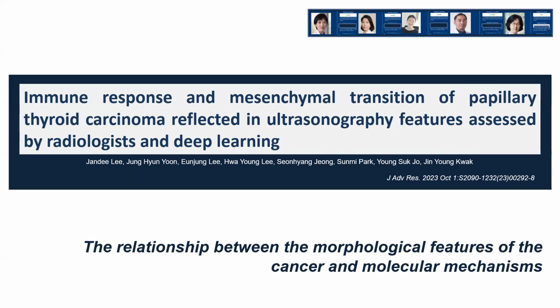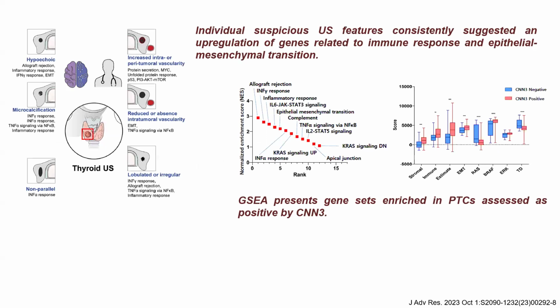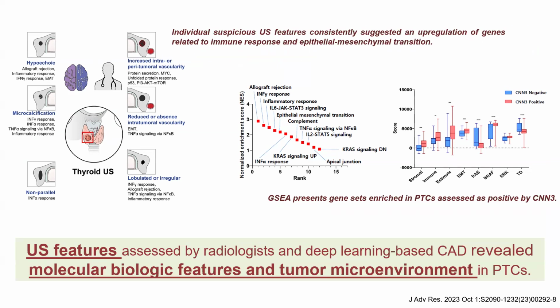Recently, we investigated the relationship between the morphological features of the cancer and molecular mechanisms. In this study, individual suspicious ultrasound features consistently suggested an upregulation of genes related to immune response and epithelial mesenchymal transition. And GSEA presents gene sets enriched in PTCs assessed as positive by CAT. So, we concluded ultrasound features assessed by radiologists and deep learning-based CAT revealed molecular biological features and tumor microenvironment in PTCs.